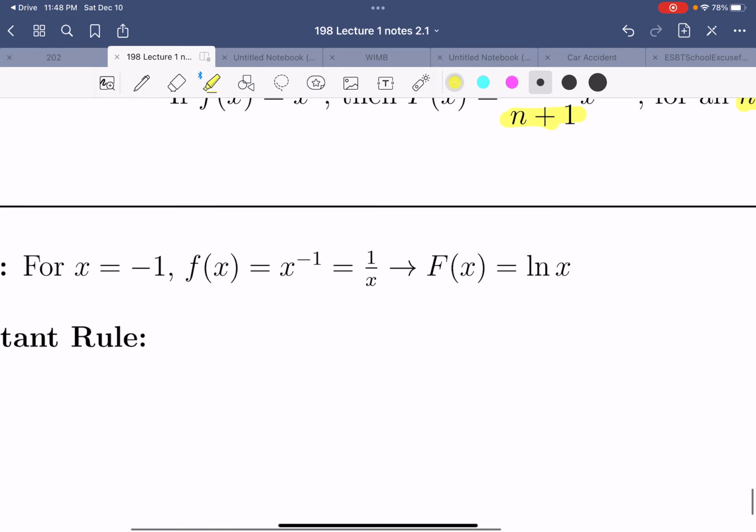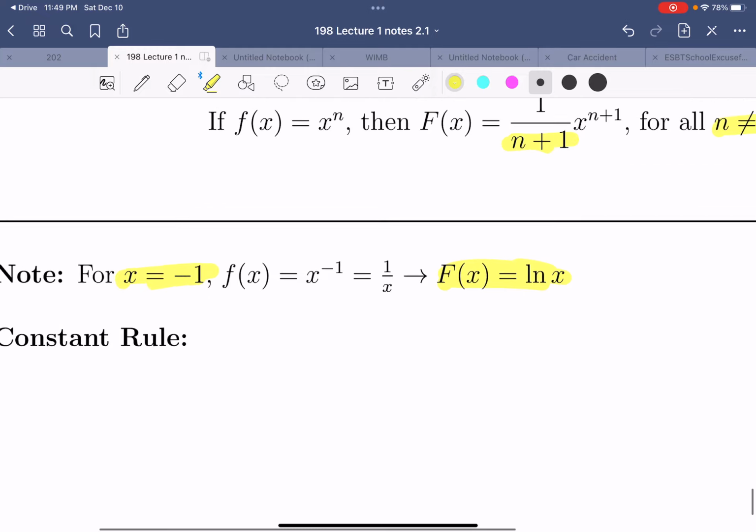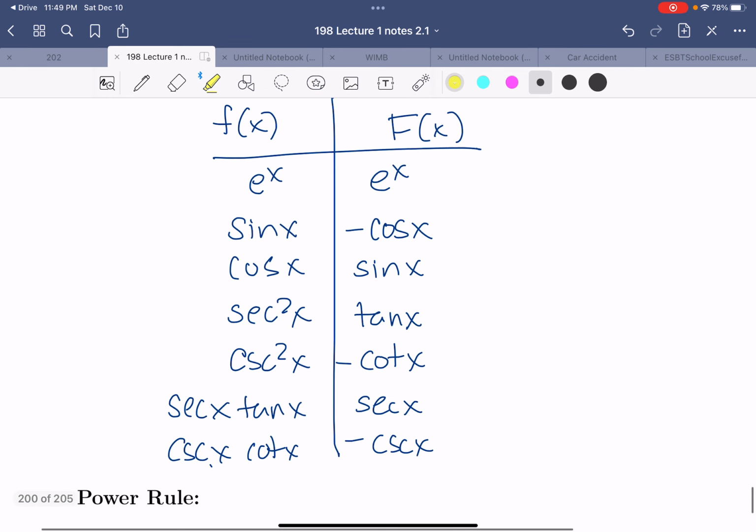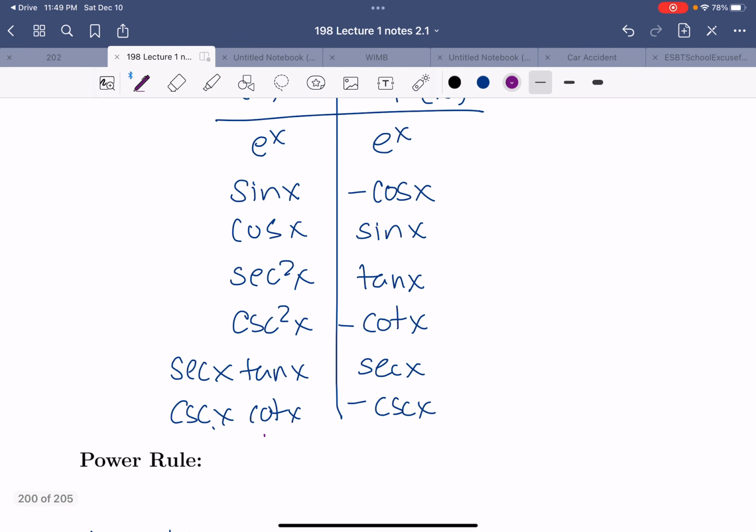If you're working with x equals -1, then you're working with the function x to the -1, and that's 1 over x. And we know that 1 over x is the derivative of ln x, so it's a special case. Okay. So I could add that one to my special functions list up here. Right? We could add that 1 over x gives us the natural log of x.